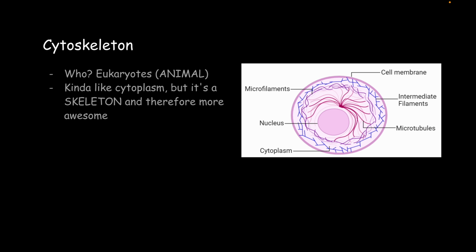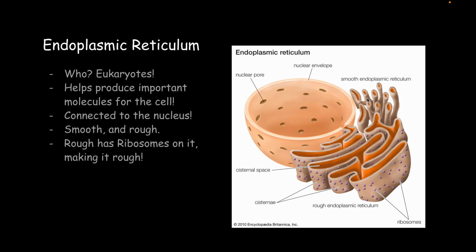The cytoskeleton. You're going to see these in animal cells, and it's kind of like the cytoplasm, but it's more of a skeleton, you know? As you can see, you have all these filaments, microfilaments, microtubules, all of that. It's just a skeleton for the cell.